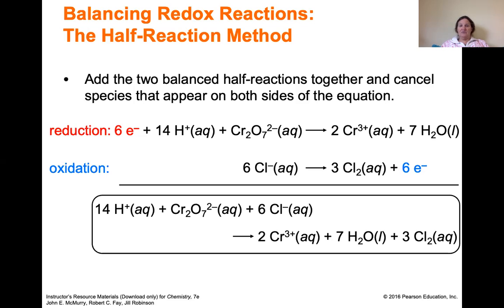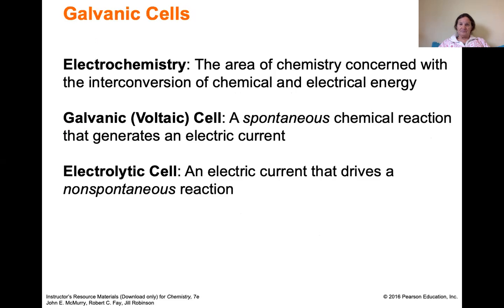If you can balance the elements on each side, so if you have 14 hydrogens, 2 chromium, 7 oxygen, 6 chlorine, they're balanced. And then you also have to make sure the charge is balanced. So we have +6 on the reactant side, +6 on the product side. So you can always make sure that you've balanced your redox correctly.